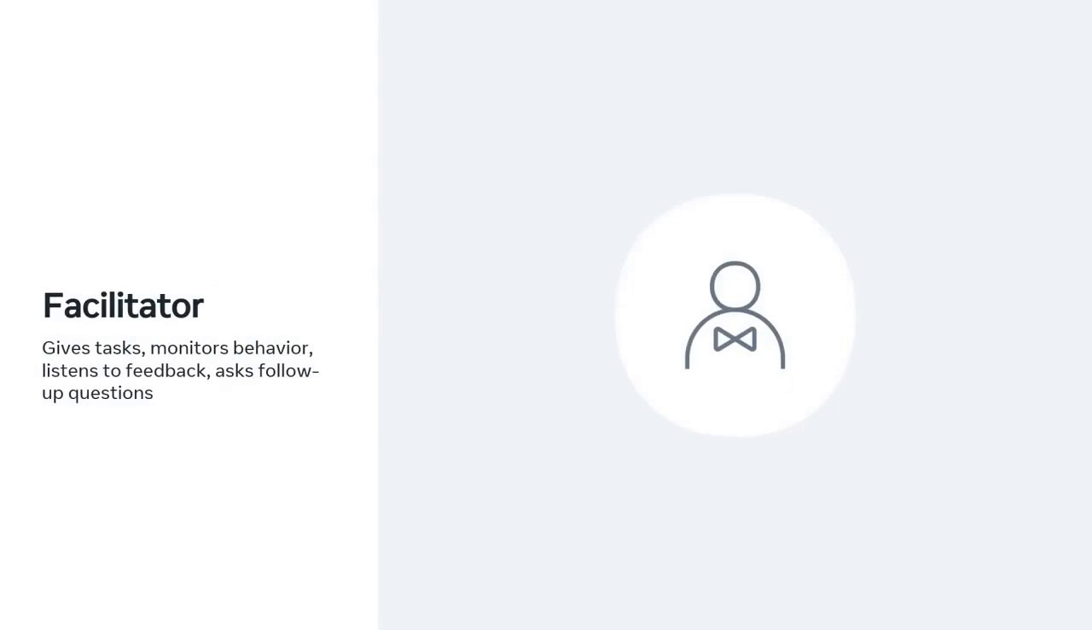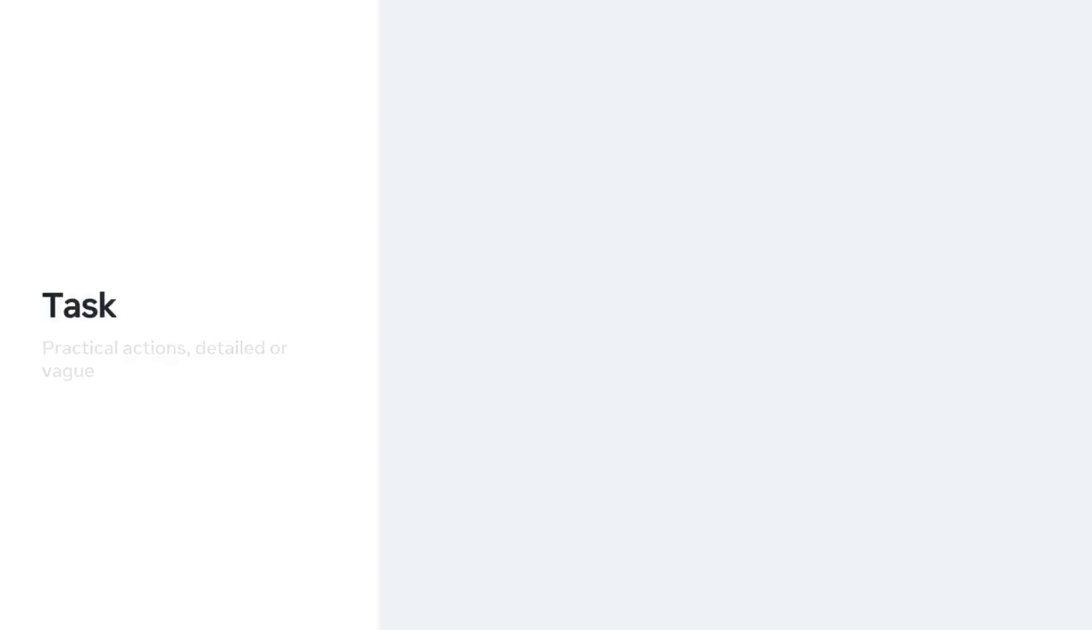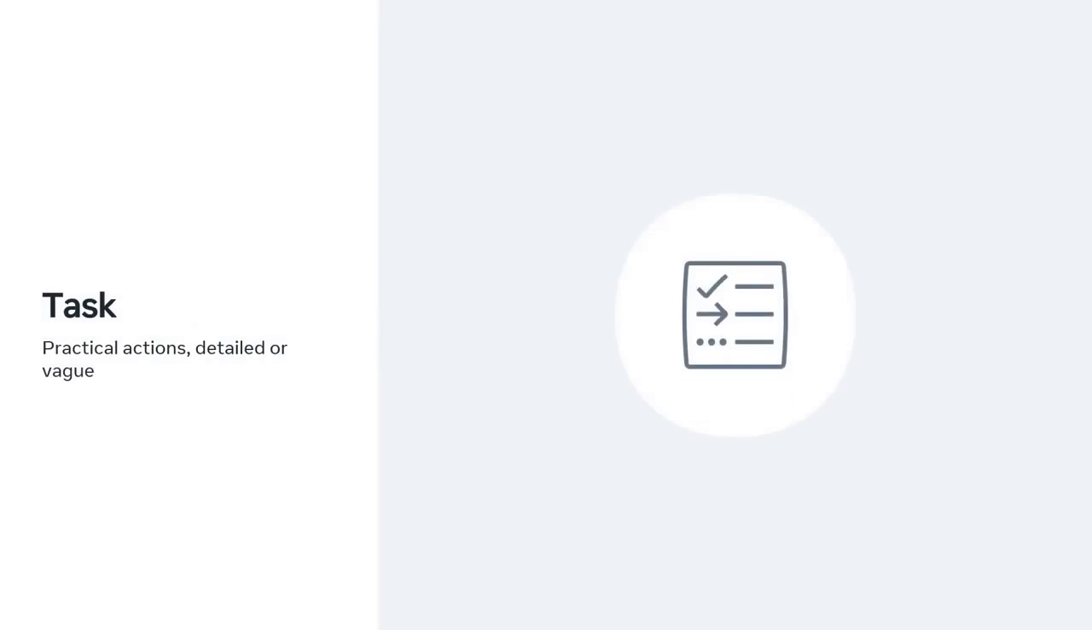They monitor the participants' behavior and listen to feedback as they complete these tasks. The facilitator may also ask follow-up questions to get further information from the participant. The participant is a user of the product you have designed or a similar product. Practical actions that the participant might carry out in everyday life are used as the tasks in a usability test. Depending on the study objectives and the usability testing, they may be highly detailed or vague.